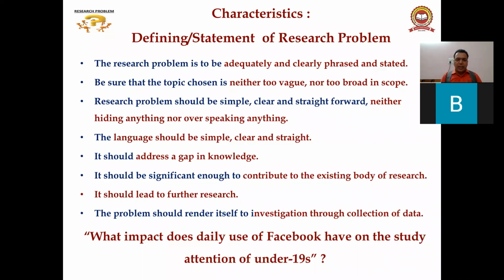Fifth characteristic, it should address a gap in knowledge. Gap means research gaps, research questions which I have just discussed with you, right? That Facebook is social media and the populations are under 19, meaning adolescents. These are called research gaps. Research gaps are the research questions, right?